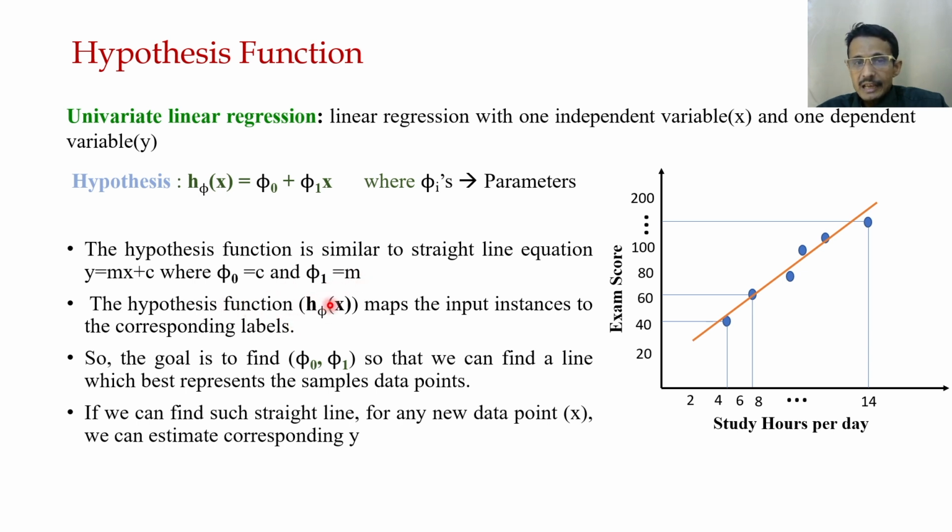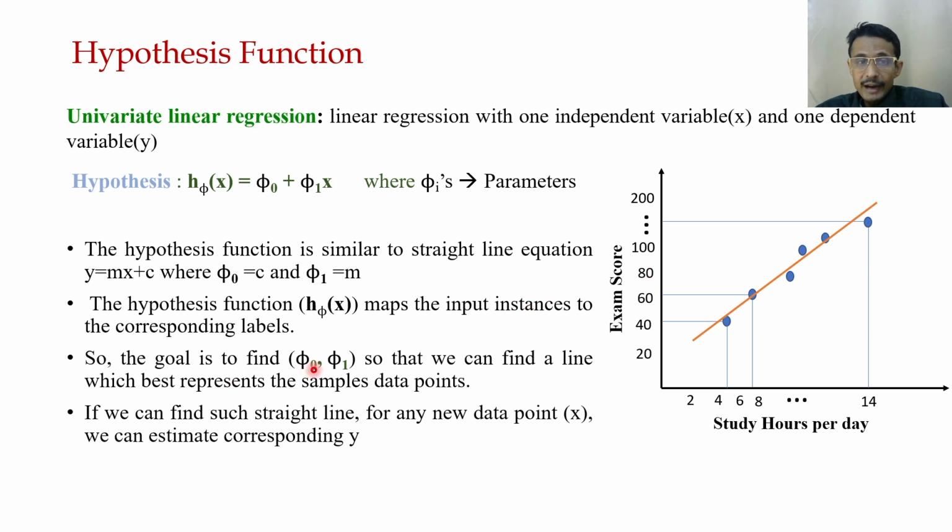So the hypothesis function h theta of x, what does this function essentially do? It basically works as a mapping function between x and y. It maps the input instance to the corresponding label. So the basic agenda is that by utilizing these data points, can we find some line, so that for any x value not given in the training samples, we can get the corresponding y? And that is our main target.